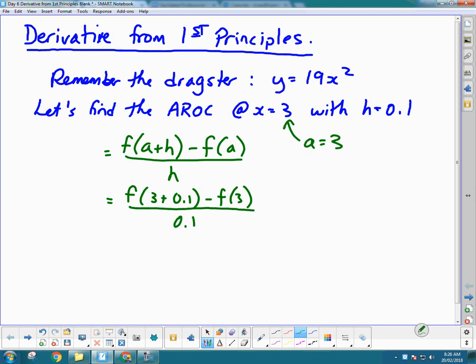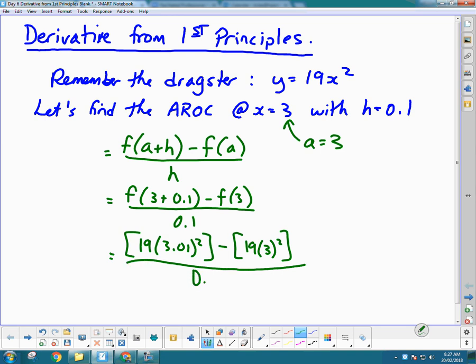over 0.1. So the f at 3.1 and the f at 3, you could do off to the side and try and figure out, but we can do it right within the question. So we're interested in what the y value is at each of these intervals. So I'm going to do it right within the formula. So our formula is 19x squared, so in this case we're going to sub in 3.1. So it's 19 times 3.1 squared. And then our f at 3 is 19 times 3 squared, all over 0.1.